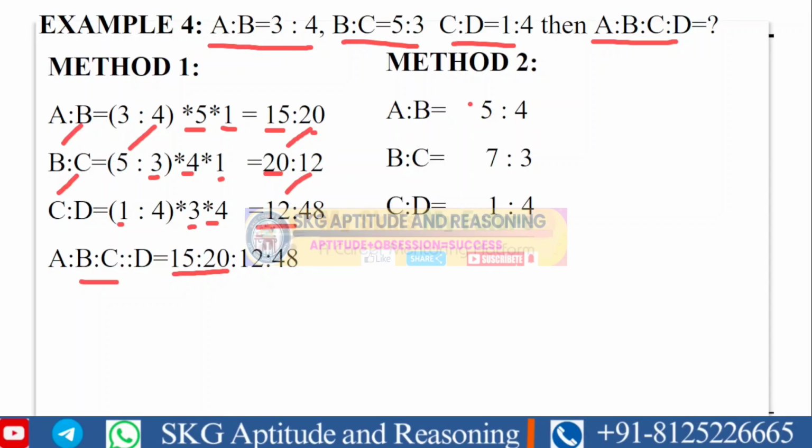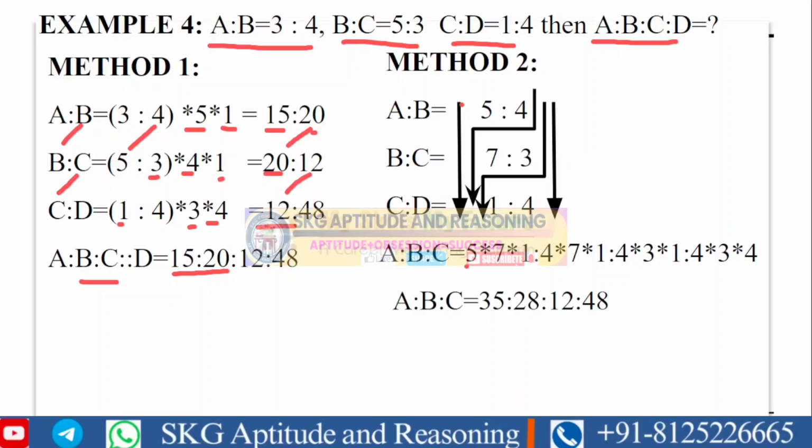Method 2 is similar to what I already explained in the previous example. So for getting the value of a, you need to multiply 5 into 7 into 1. And in order to get the value of b, you need to multiply 4 into 7 into 1. And in order to get the value of c, you need to multiply 4 into 3 into 1. And in order to get the value of d, you need to multiply 4 into 3 into 4.